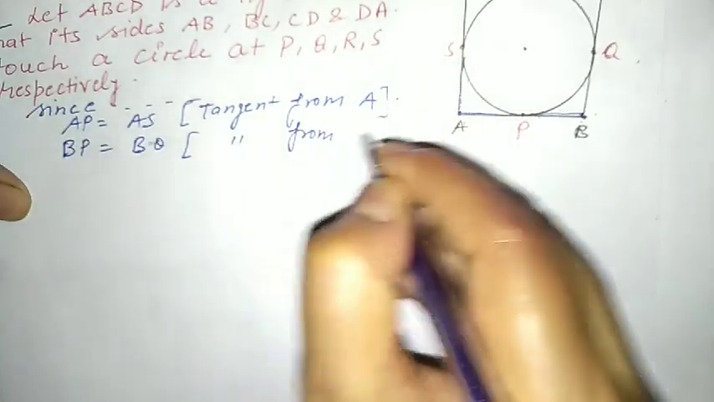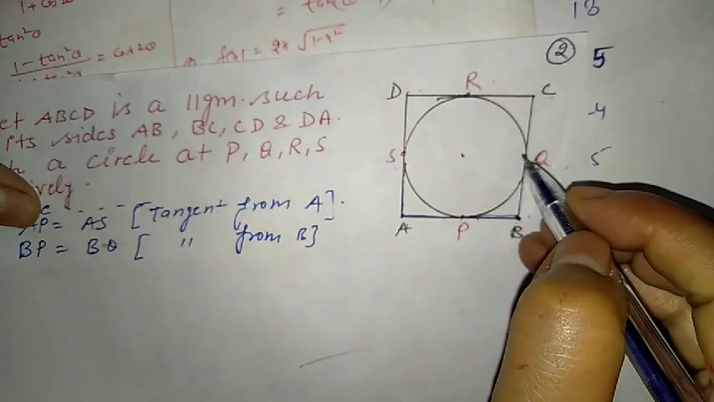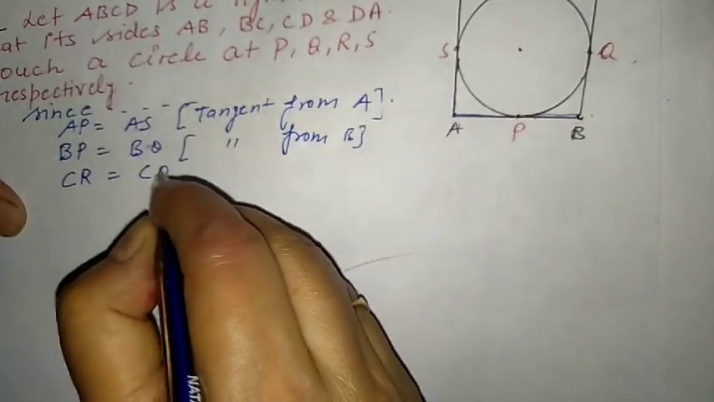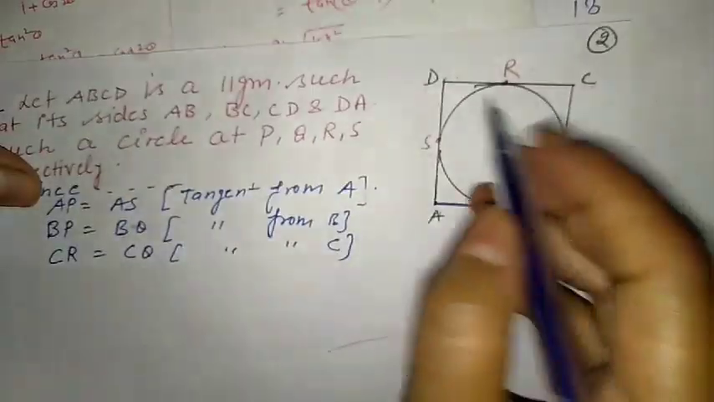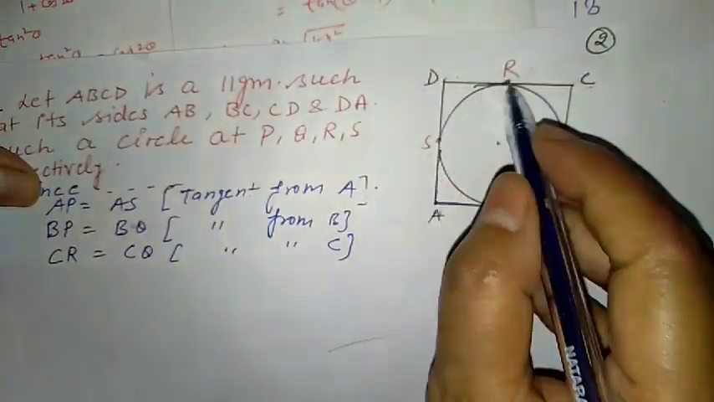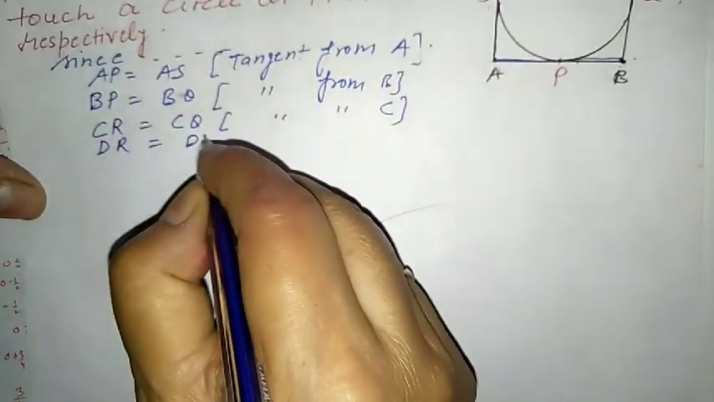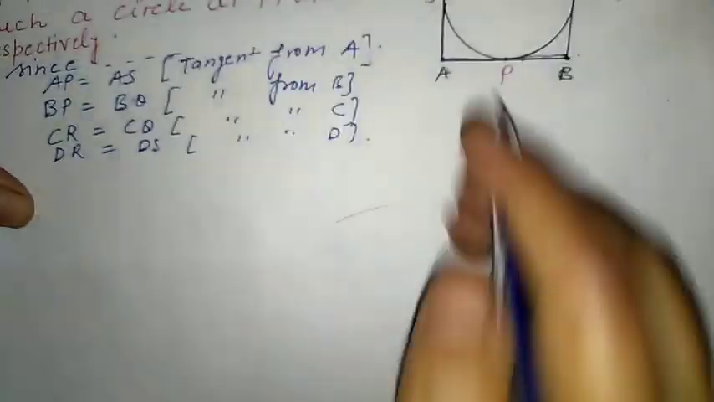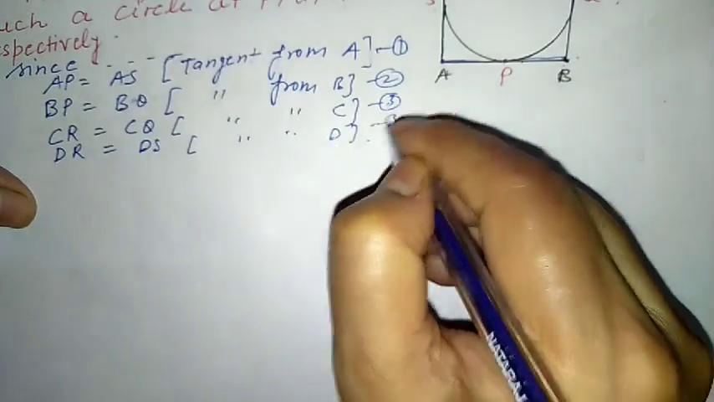Similarly, CR is equals to CQ. This is the tangent from C. Now, similarly, we can write here DR is equals to DS. This is the tangent from point D. Okay. So this is equation 1, 2, 3 and 4.